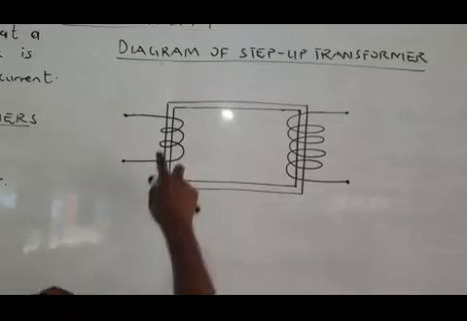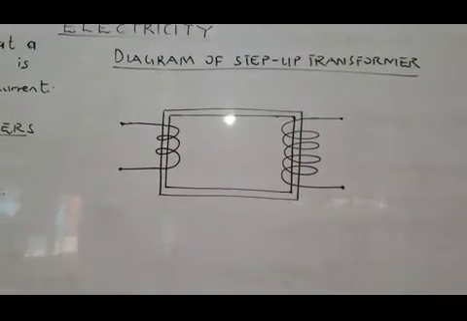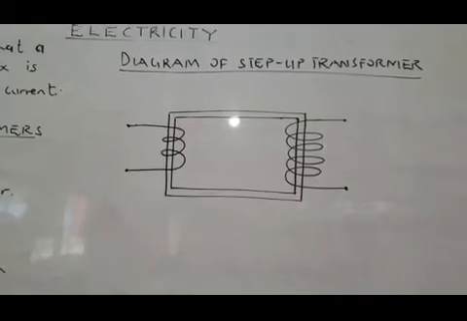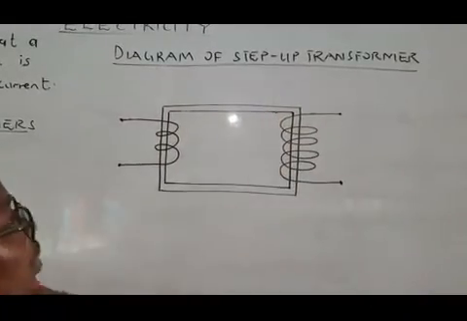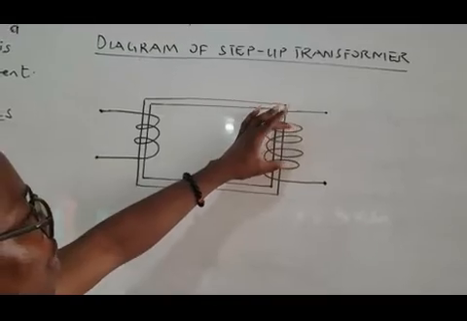Okay, so this is what we call the inner core, the inner core that I was referring to. And then these are the coils. This is what we call the primary coil, and this is the secondary coil.